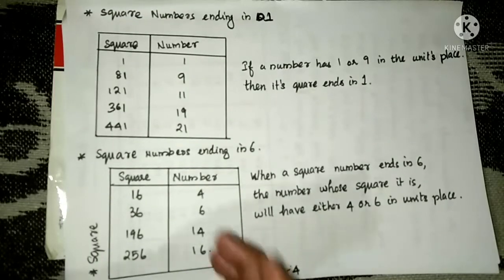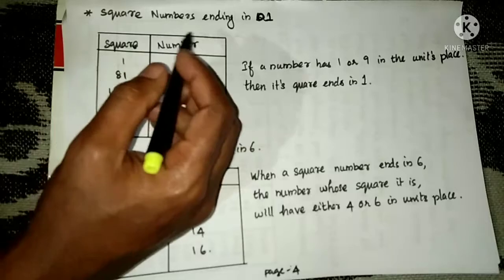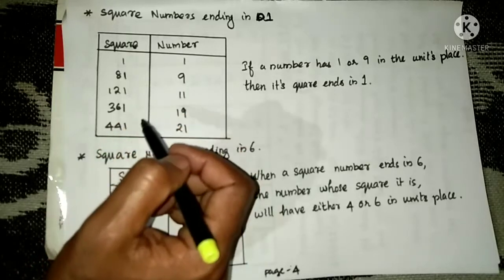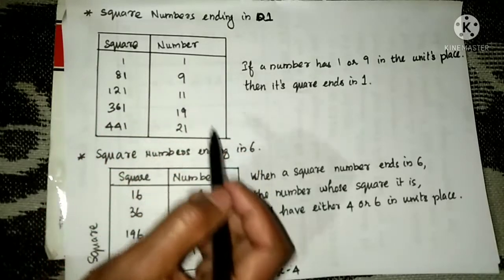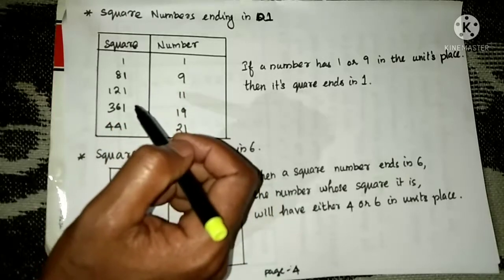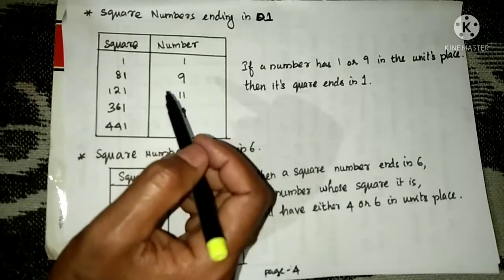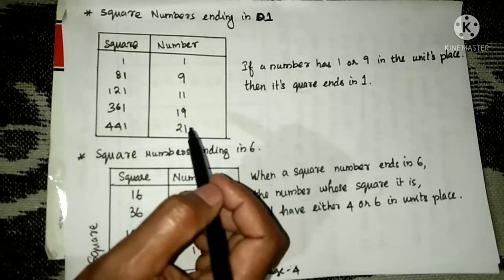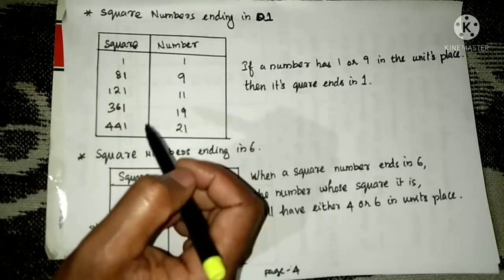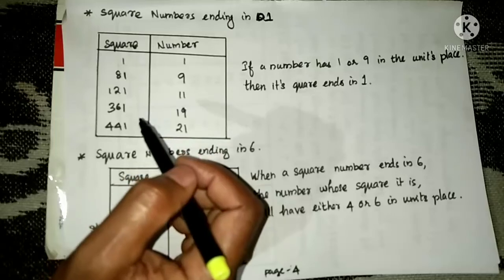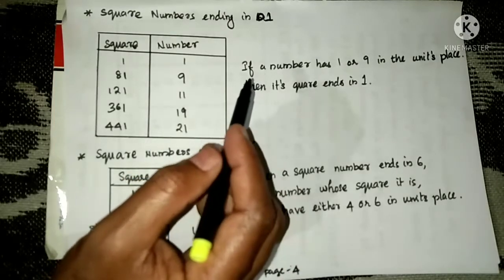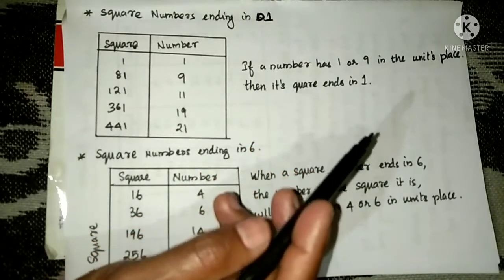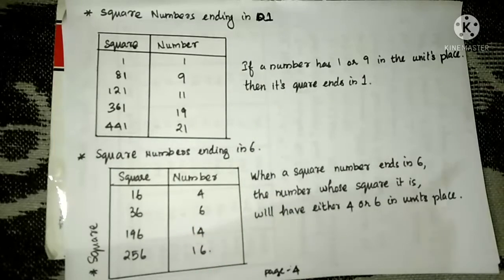Let us consider square numbers ending in 1. Look at the first column, the square numbers are given. The second column has the number which gives the square number. If we observe, when we square these numbers, we get a square number which ends with 1. So we can say that if a number has 1 or 9 in the units place, then its square ends in 1.